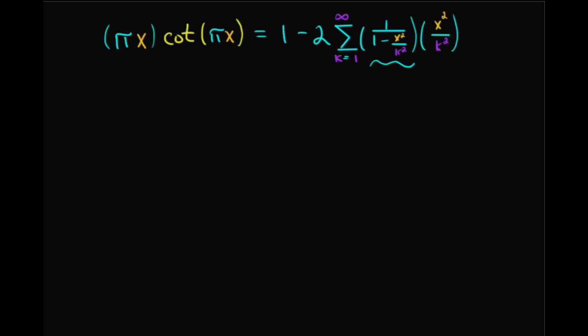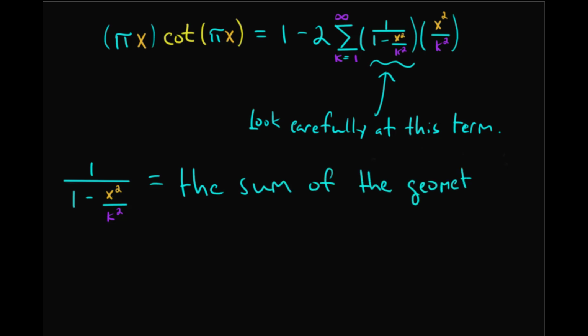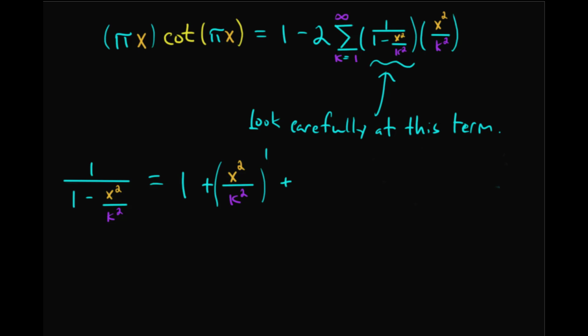And now something really interesting happens, because I would like you to look carefully at that term in the infinite sum, that term 1 over 1 minus x squared over k squared. Because whenever you see the expression 1 over 1 minus something, you should think that's the sum of a geometric series. And here, our ratio is x squared over k squared. So 1 over 1 minus x squared over k squared is the sum of the geometric series 1 plus x squared over k squared to the first power plus x squared over k squared to the second power plus x squared over k squared to the third power plus dot dot dot.